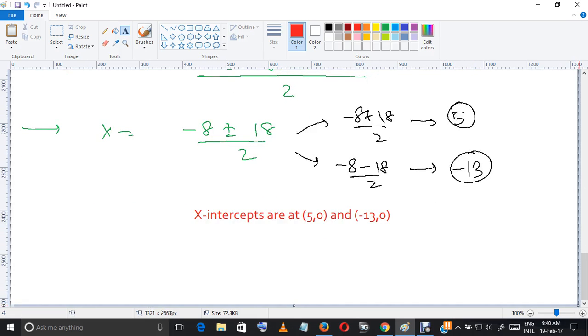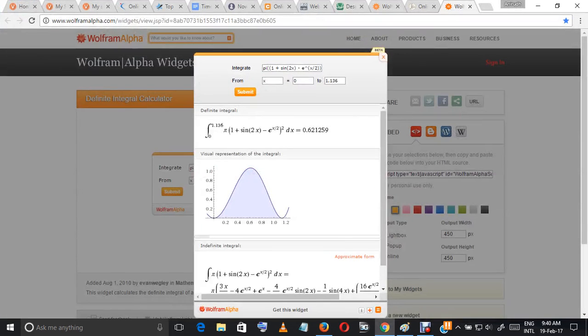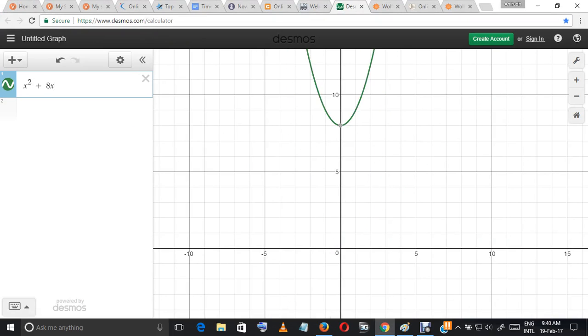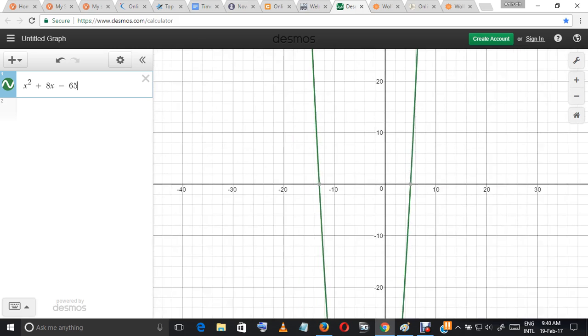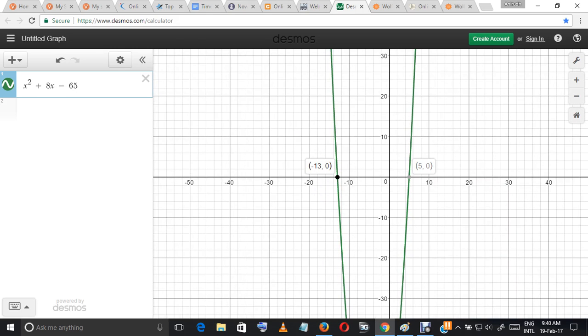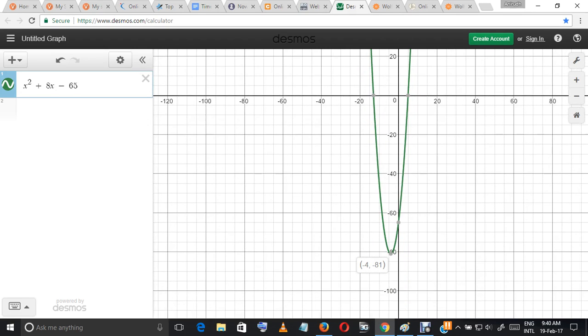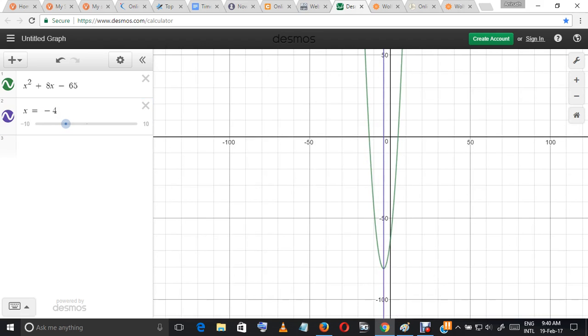And let's see what all this means. I'm going to show that on a graph. Let's open this. And let's substitute x squared plus 8x minus 65. And let's see whether we understand all this stuff. You will notice that the x-intercepts are indeed negative 13, 0 and 5, 0. And the vertex, that is the lowest point, is negative 4, negative 81. And let's draw the line x equal to negative 4, and you'll observe that it completely splits the parabola into two equal parts, one on the right, one on the left. So we know that the axis of symmetry is indeed x equal to negative 4. I hope this one made sense.